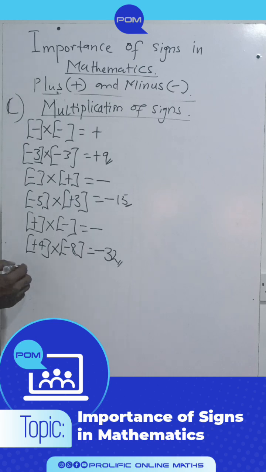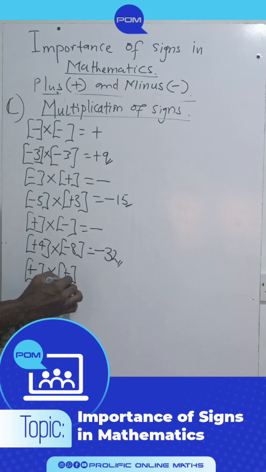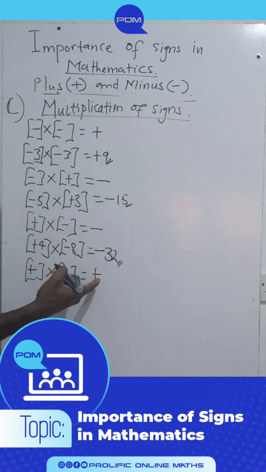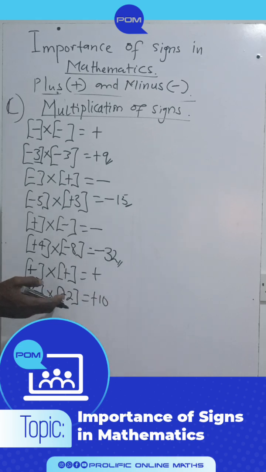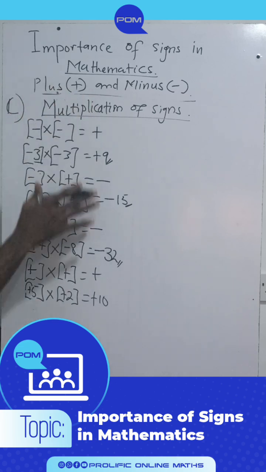Now let's move on to the final one. Positive multiplied by positive will give us positive. Plus times plus gives us plus. By implication, plus 5 multiplied by plus 2 will give us plus 10. So plus times plus, plus 2 times 5 is 10. So that is all for multiplication.